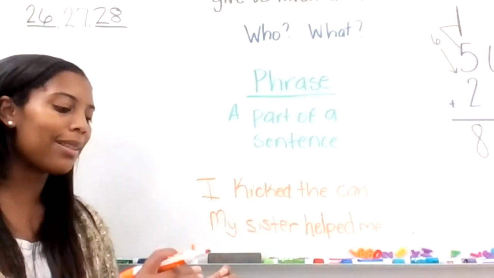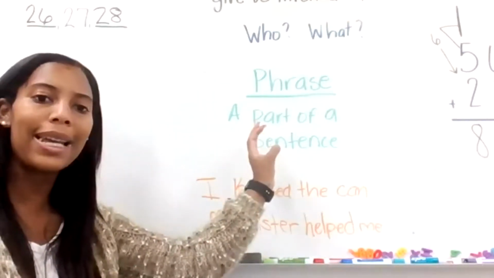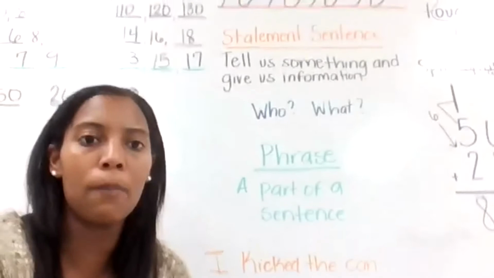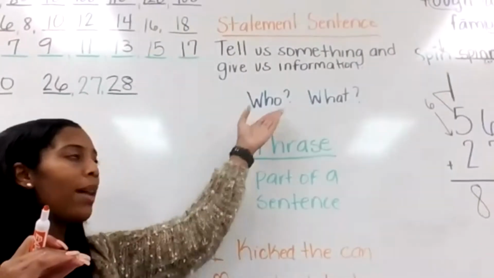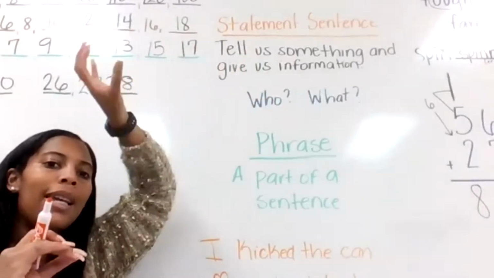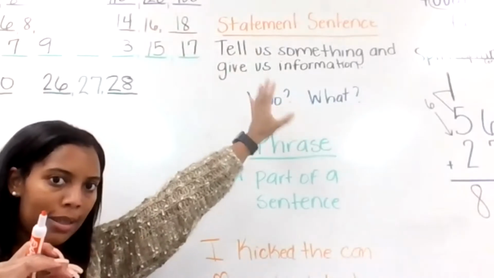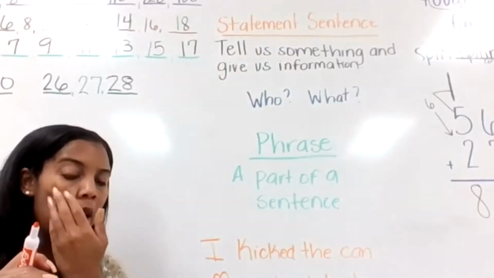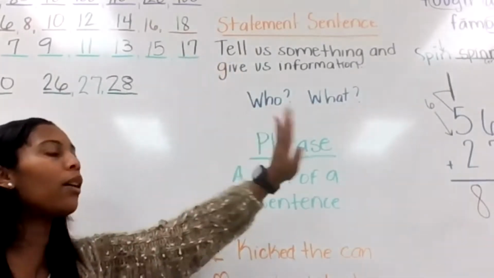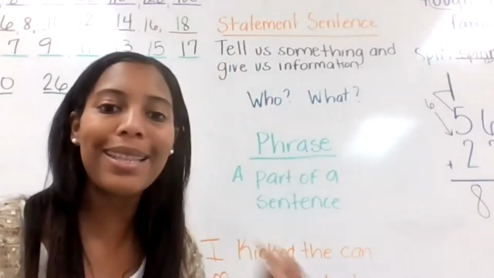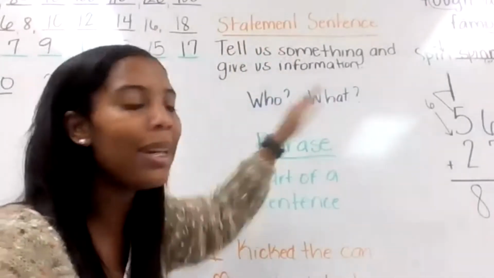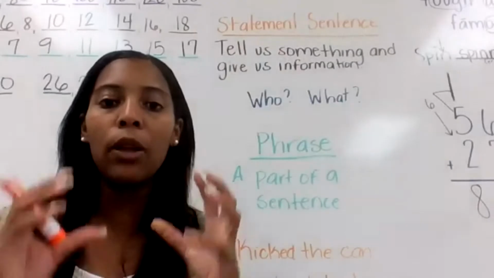So anytime a sentence is not complete, it is called a phrase. A phrase is a part of a sentence. Whenever we give a complete sentence that answers the who and the what, we call that a statement sentence. It's telling us something that's going on, or giving us information. That's the difference between a statement and a phrase. You want to make sure that when you write sentences, you are giving statements, complete sentences, answering the who and the what, and not giving a phrase where you're only giving a part.